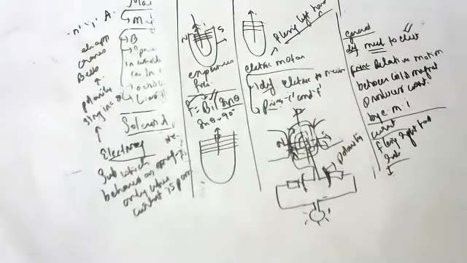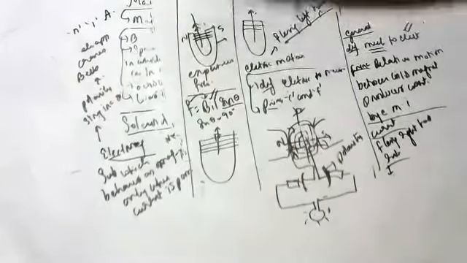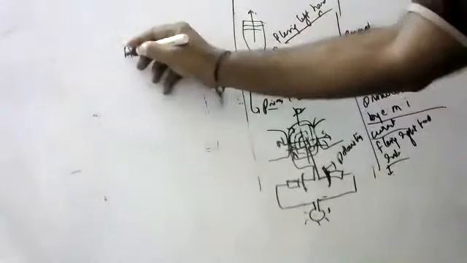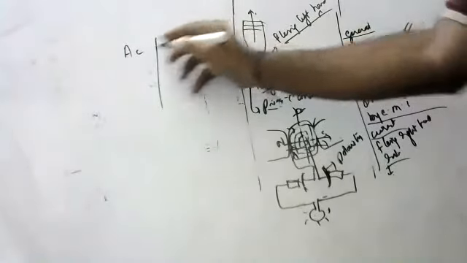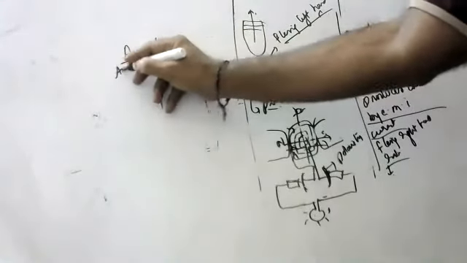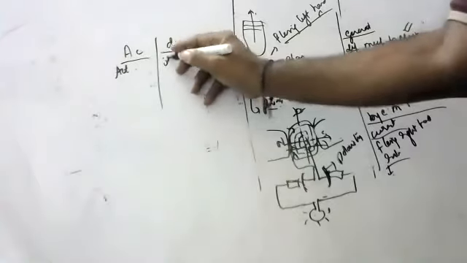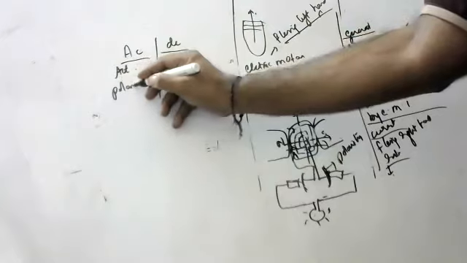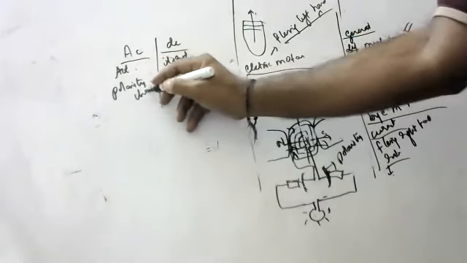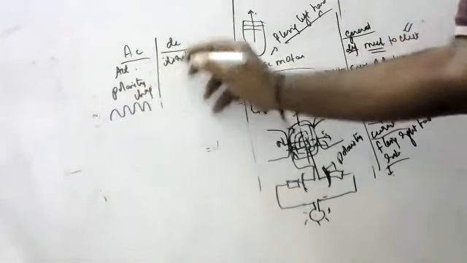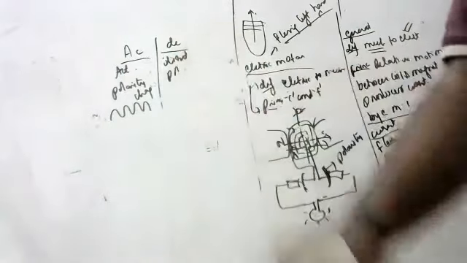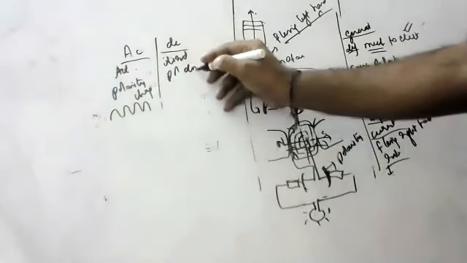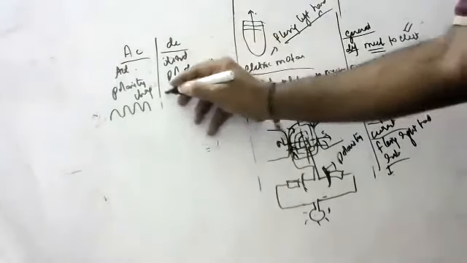So, generators are of two types, children: AC generator and DC generator. What current it is producing depends upon AC or DC. An AC generator produces alternating current. A DC generator produces direct current. Alternating current means polarity keeps changing, children. Whereas in direct current, polarity does not change.